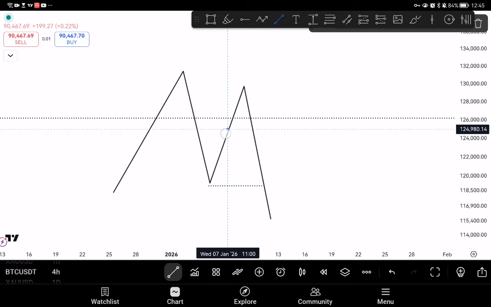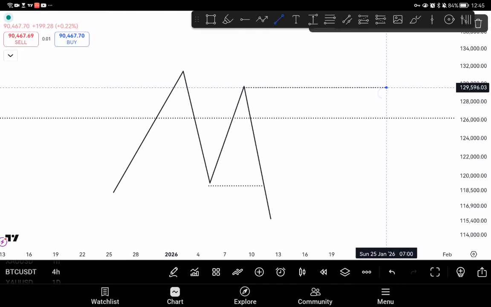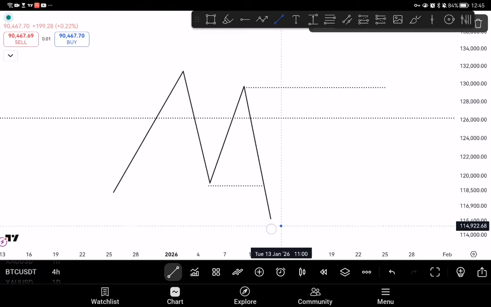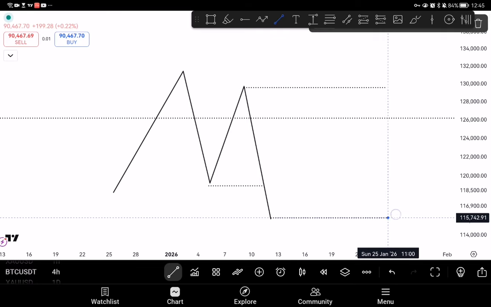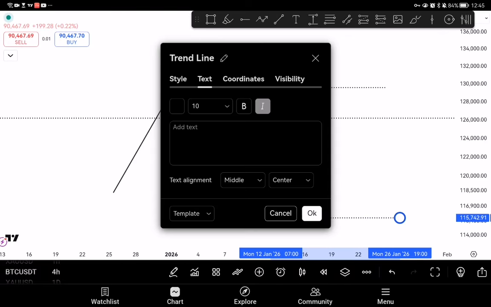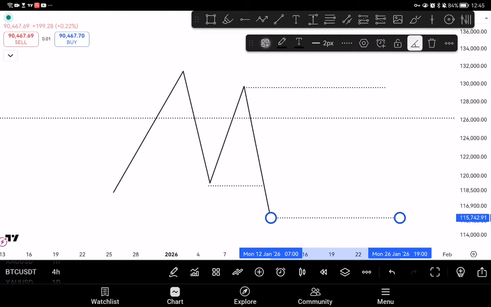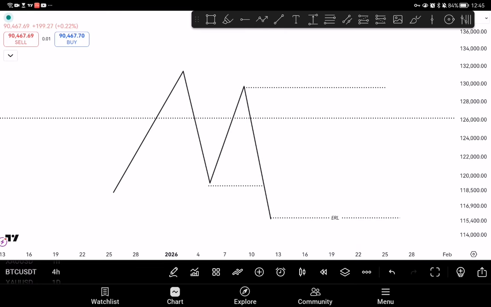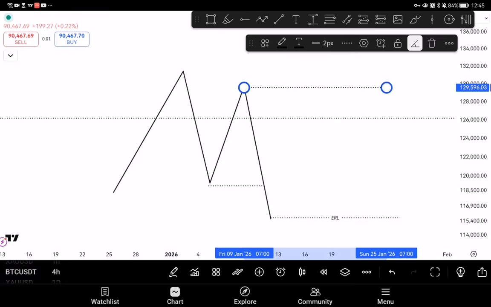That means that our external range liquidity is here, right? And we have another external range liquidity right here. But this is where we are targeting. We are targeting this one down here. Why are we targeting the one down here? That is simply because the market is bearish. The market is not bullish. If the market was bullish, then we are going to target the one up. But now that the market is bearish, we are targeting the one down.